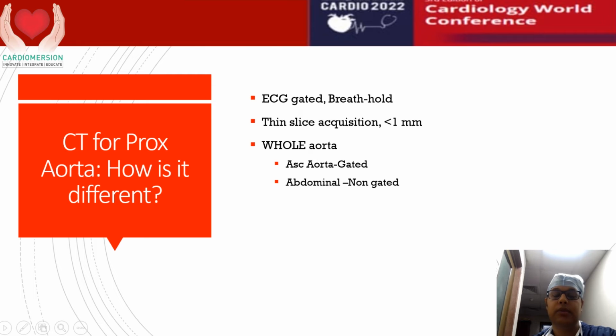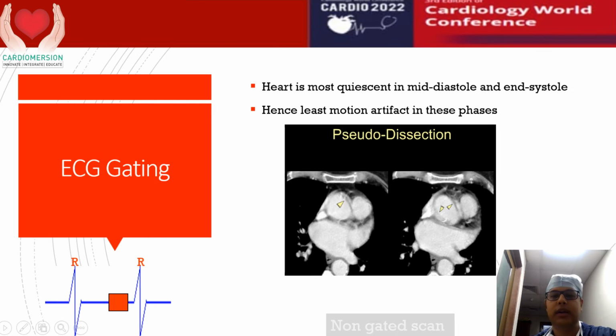So CT for proximal aorta, how is it different? Usually it is ECG gated and breath holding is used. Thin slice acquisition less than 1 mm. When we do the whole aorta, the ascending aorta is usually gated and the abdominal aorta is usually not.